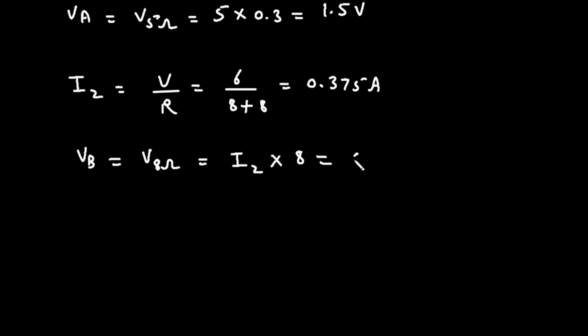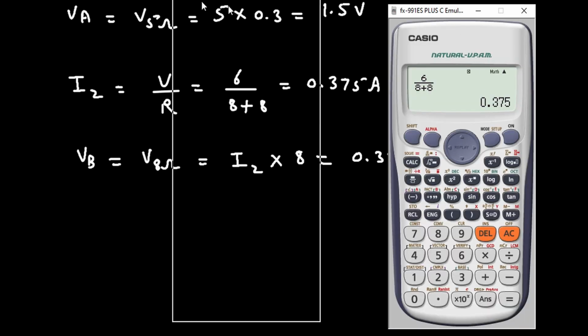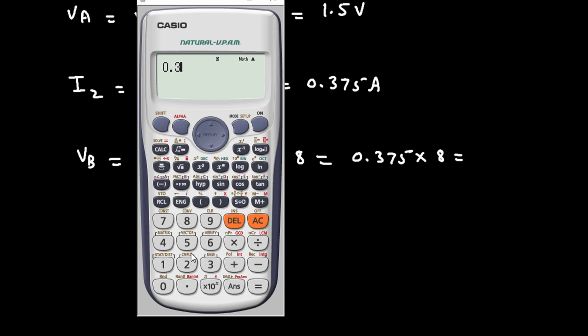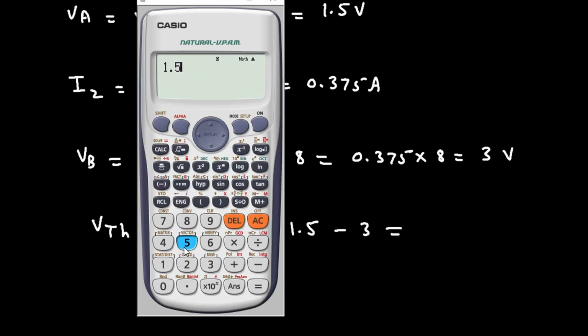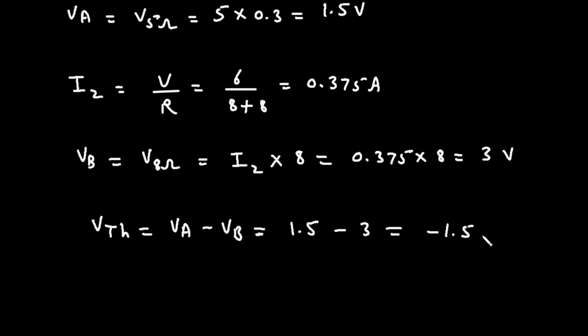So the I2 value is 0.375 into 8. So let's multiply it. 0.375 into 8 is equal to 3 volt. Now we got the value of VA and we got the value of VB. So therefore VTH is equal to VA minus VB. VA value is 1.5 minus VB value is 3. So 1.5 minus 3 is equal to minus 1.5.